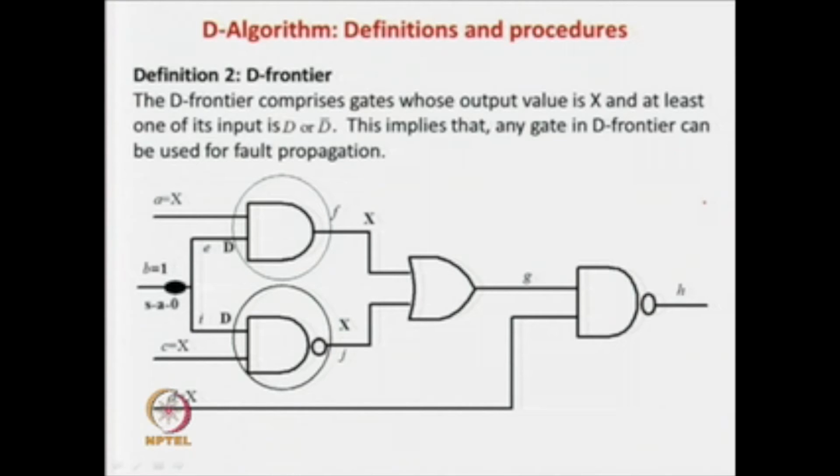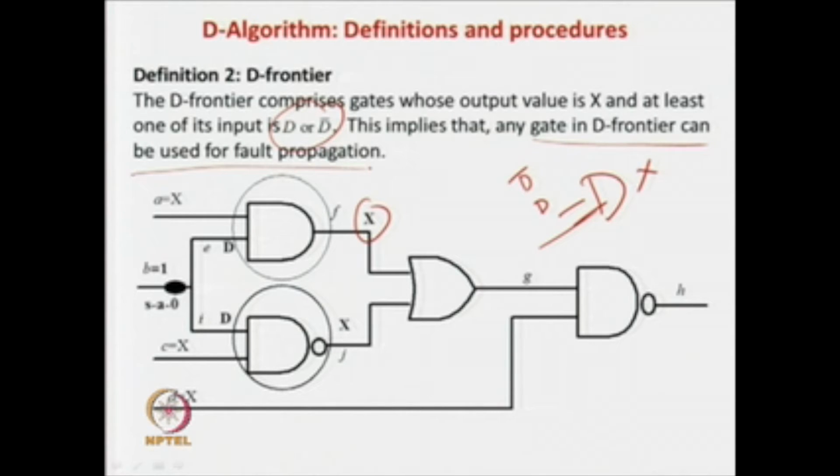So, let us read the definition. The definition says that the D frontier comprises gates whose output value is x, we do not know the value yet, and at least one of its inputs is D or D prime. That is, we have a gate something like this. This input is either D or D prime, and the output is x, maybe with one other input. We are not talking about the other input. This implies that any gate in the D frontier can be used for fault propagation.